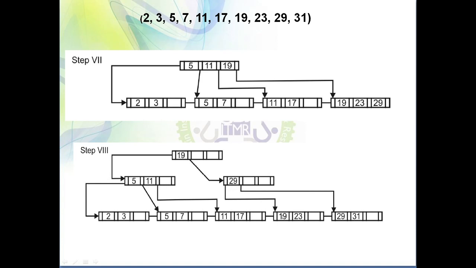So 19 and 23 is less than 29, and 29 and 31 is greater than 29. So here the property is satisfied. Suppose, imagine a situation where you have put 19 over here. Suppose instead of 29, 19 is there.